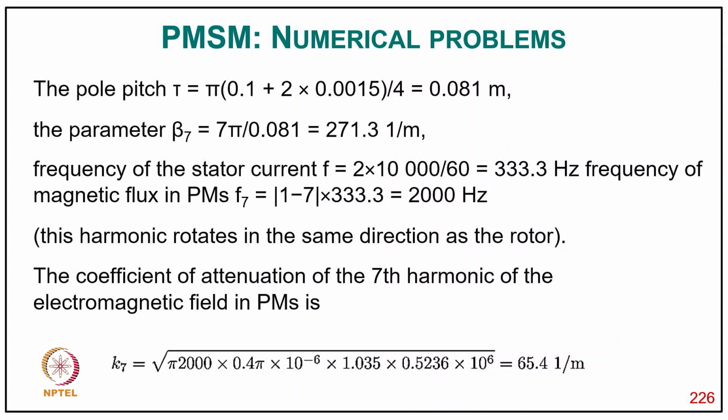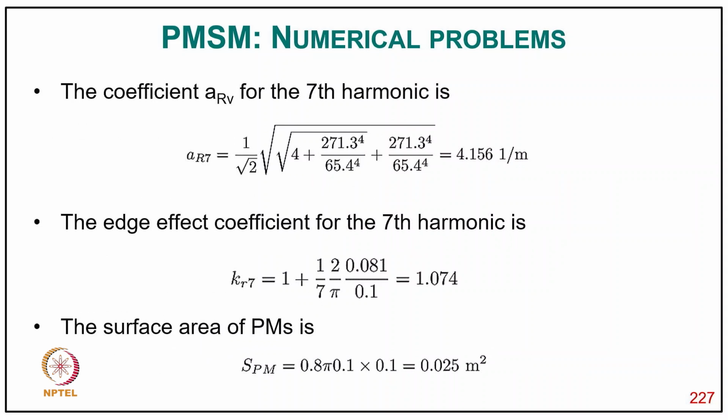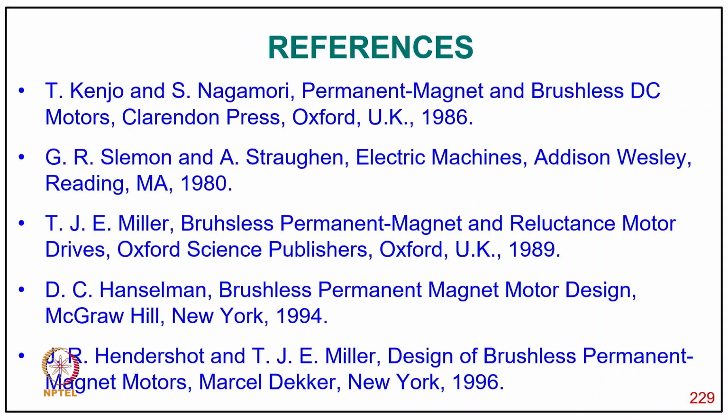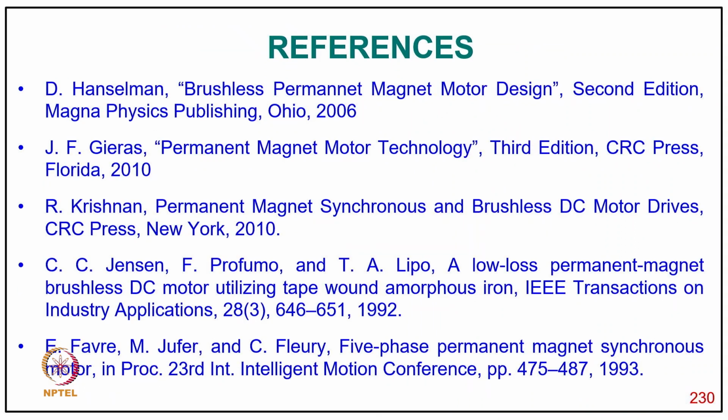The coefficient of attenuation of the 7th harmonic, K7, when putting in the values comes to 65.4 per meter. The coefficient for the 7th harmonic comes to 4.156, and the other coefficient for the 7th harmonic, K7, comes to 1.074. The surface area of PM is SPM equal to 0.25 meter square, and therefore the loss due to the 7th harmonic, putting in the values, comes to 23.6 watt. These are the references which were followed for preparing this material, and thank you very much.